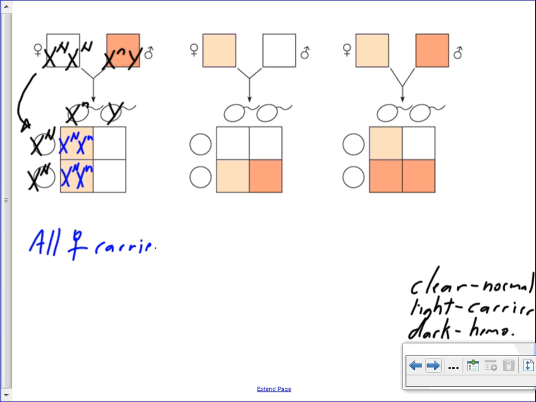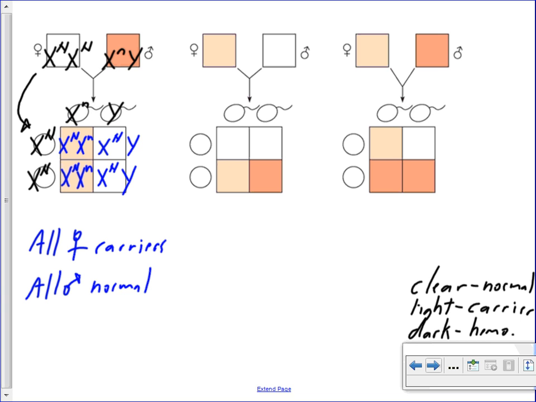And again, this is where you need to be really specific and break it down, males and females. For the males, X with the big N from mom, Y chromosome from dad, and that is the case with all of the males. So we can say that all of the males from this first cross will in fact be normal. So none of the children will have hemophilia in this case.